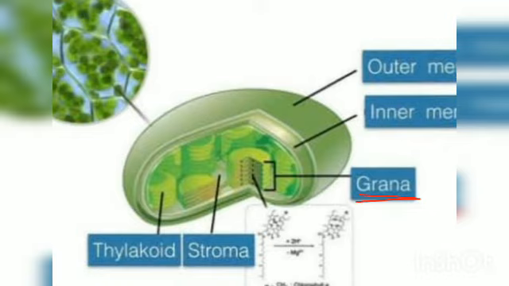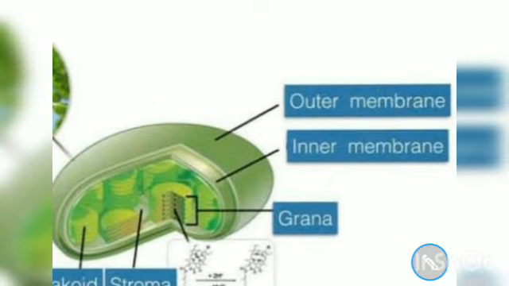The grana remain floating inside the stroma, and each granum is connected with another granum by the help of stroma lamellae. The thylakoid membrane contains chlorophyll pigment, which helps in trapping solar energy, and the whole chloroplast is covered by two membranes, one outer membrane and another the inner membrane. That's all about the chloroplast.